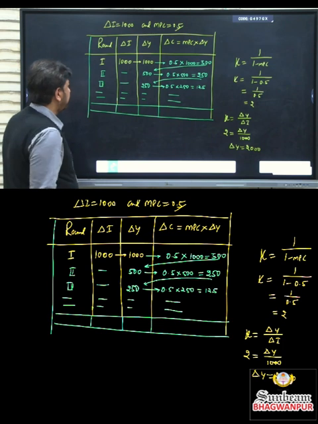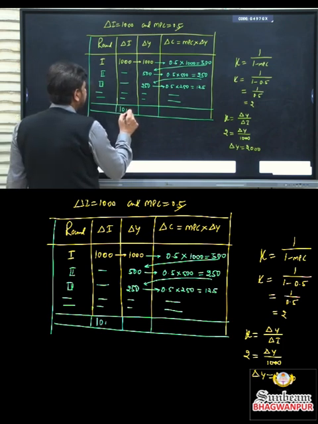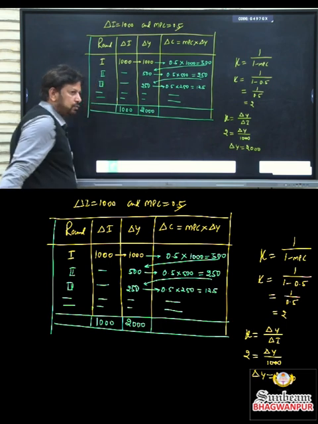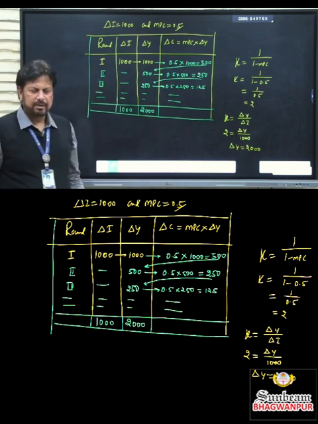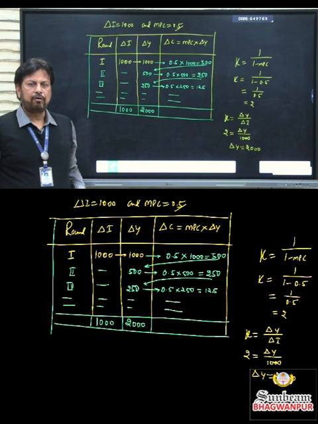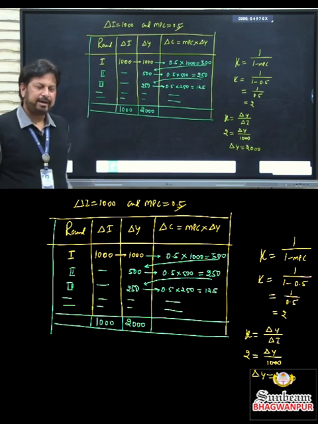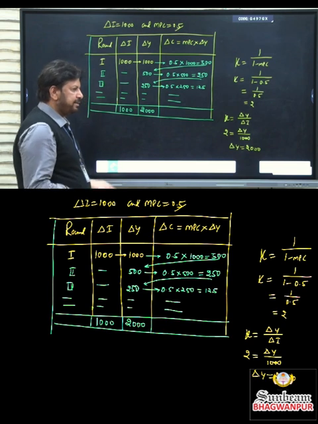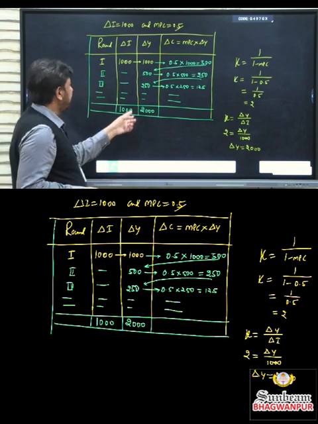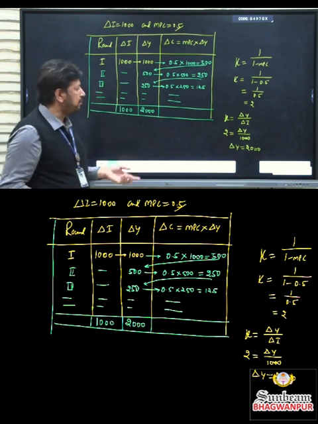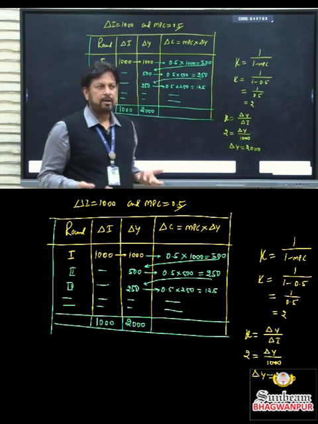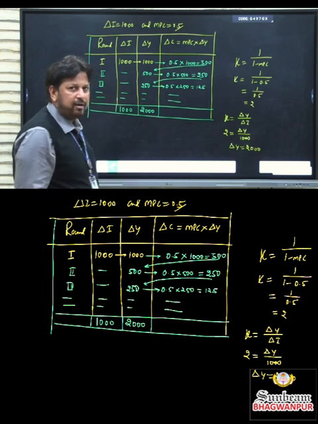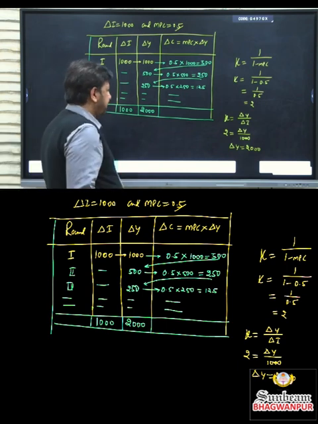So because of a rise in investment by 1000, there is a rise in income by 2000. This is the multiplier effect of investment on income. And this 2000, because MPC is 0.5. If MPC is going to be high, then the value of delta Y is also going to be high, because the value of K will rise with the rise in MPC. This is the working of the investment multiplier.